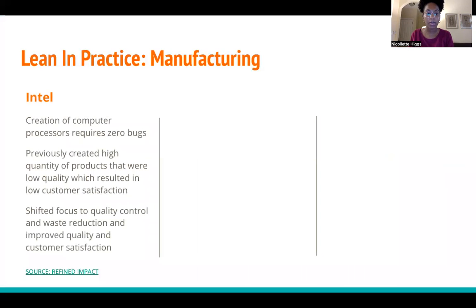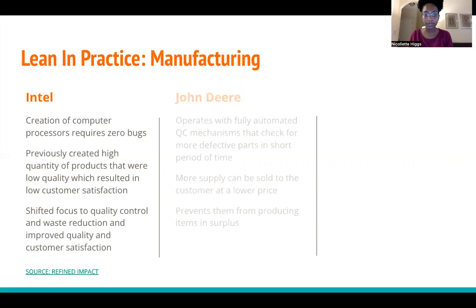So Intel is in the creation of computer processors and chips, and this process is something that really requires zero to no bugs. Previously, they created a high quantity of products. They created a lot of things, but they tended to be low quality, which resulted in low customer satisfaction. And once they shifted to the lean method, to quality control and waste reduction, they improved quality and customer satisfaction.